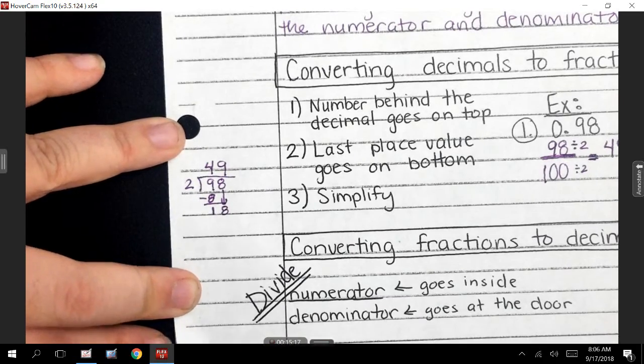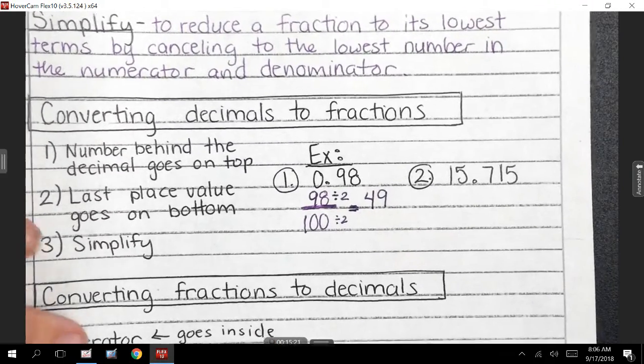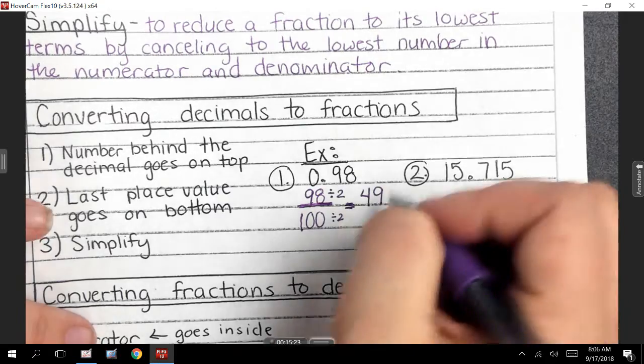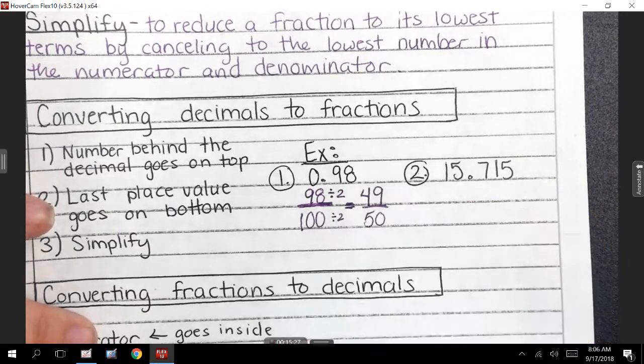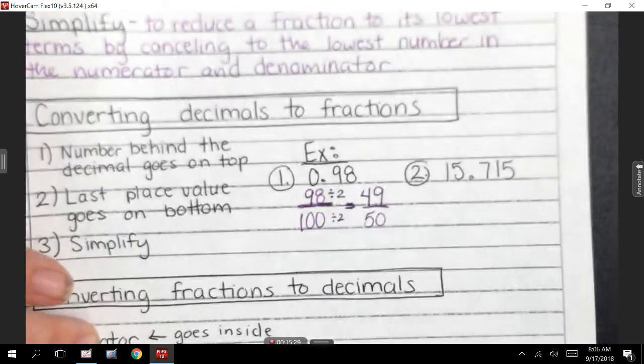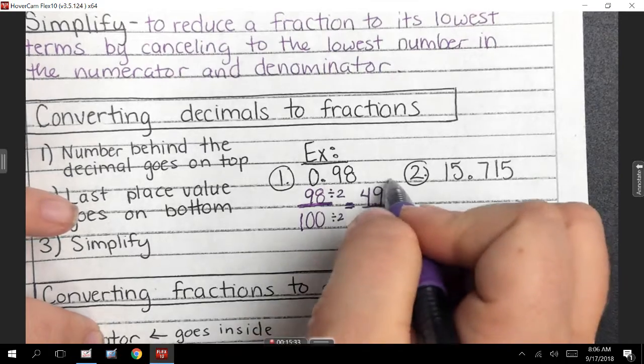All right. Now 2 goes into 100. This one should be an easy one because that's just splitting it in half. What's half of 100? 50. 2 goes into 100 50 times. Okay, 49 and 50. Now those are back to back on the number line, right? So can we simplify that anymore? No, that's my answer.